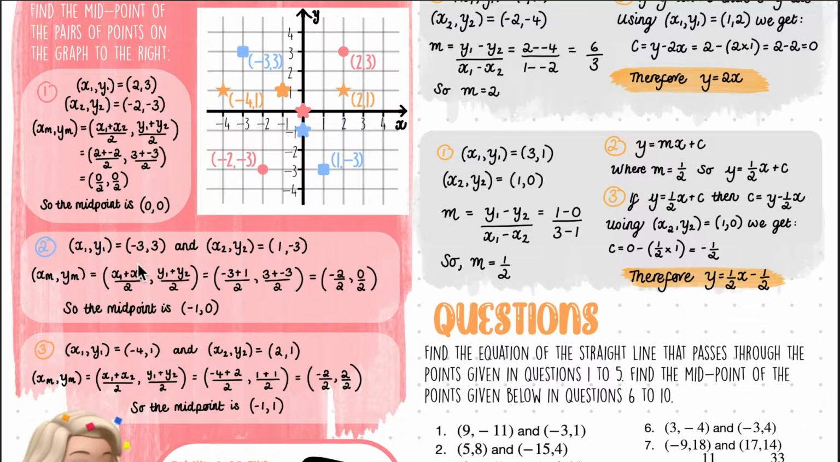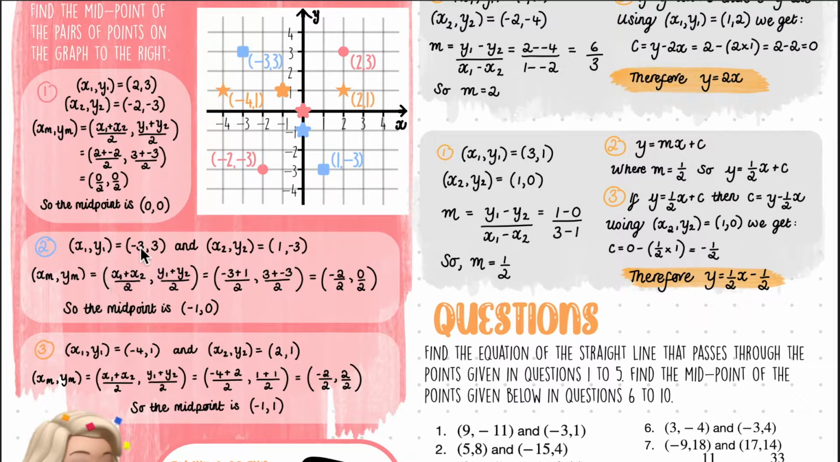Again, let's write down the coordinates of the 2 points. So this point here, minus 3 and 3. We have x1, y1, minus 3 and 3, and x2, y2, 1 and minus 3. Let's write out the formula to find the midpoint between 2 points. This is here. And we just substitute these values of x1, x2, and y1 and y2 into the formula.